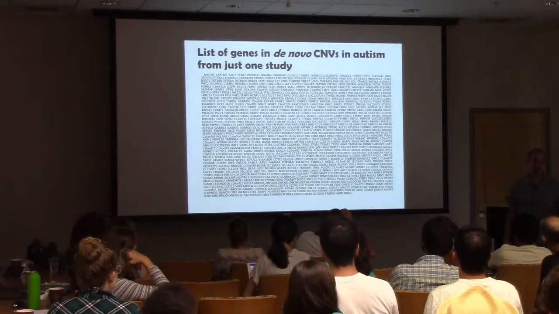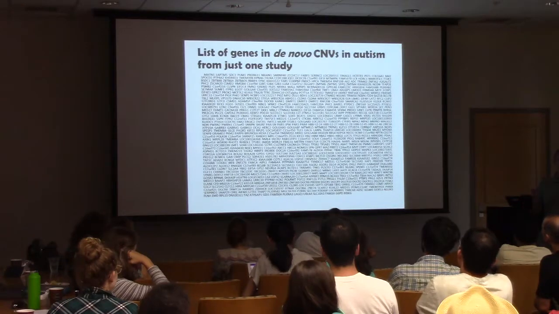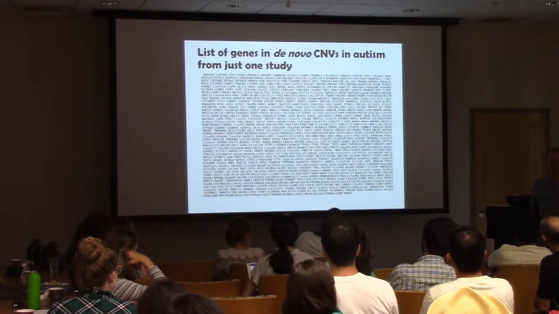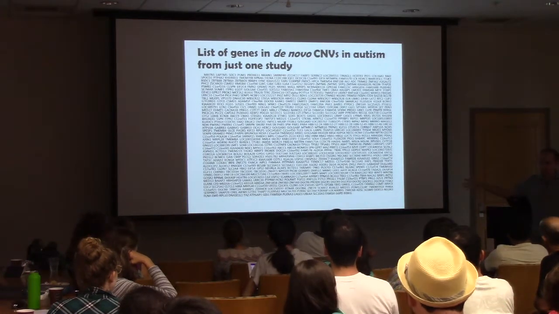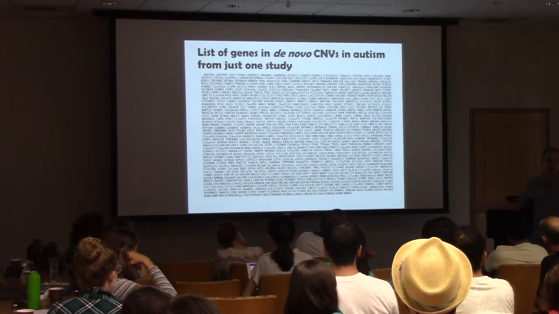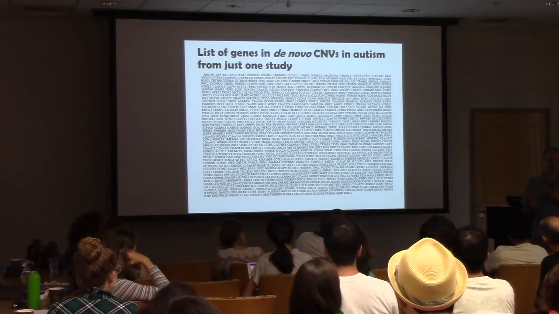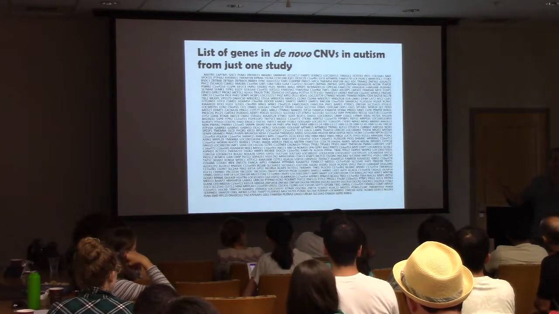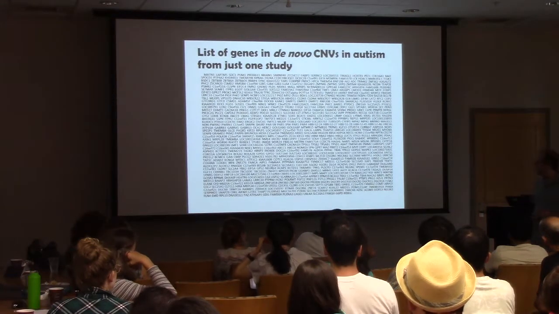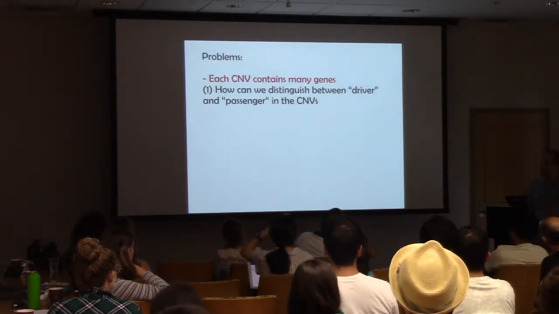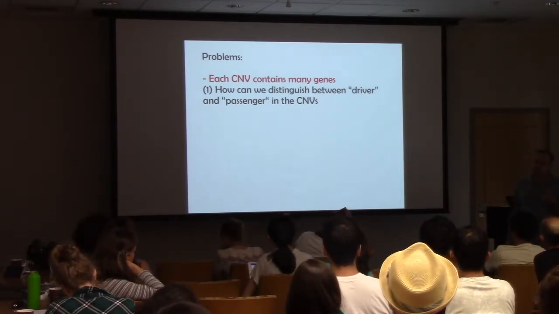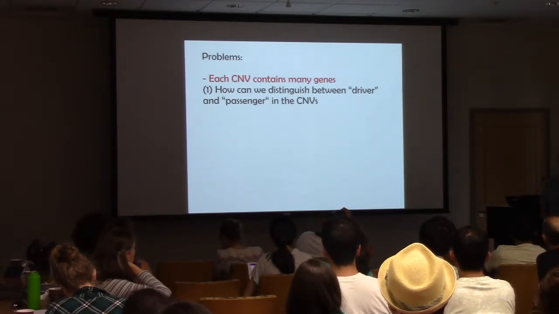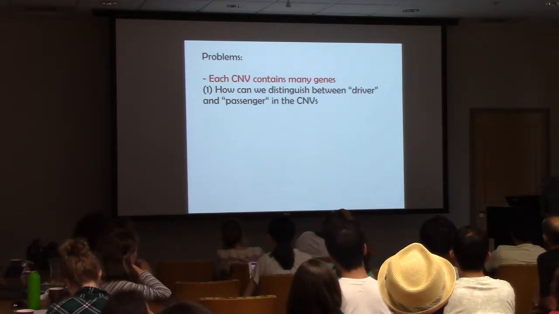So this is the list of genes in de novo copy number variations in just one of those studies. You see many genes here, and this is because, first of all, those copy number variations are very large and include many genes, and almost in each individual with autism, you have a different copy number variation in a different place in the genome. So we have a lot of problems. As I said, each copy number variation has many genes, so it's a bit of a problem like we have in cancer. That's why I've called it that we need to distinguish between a driver and a passenger.